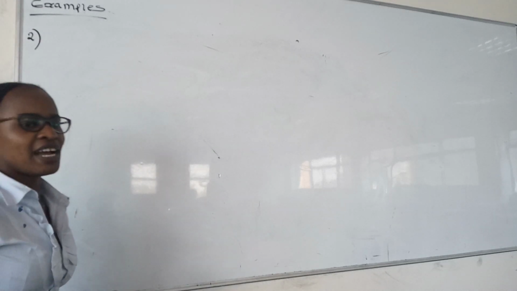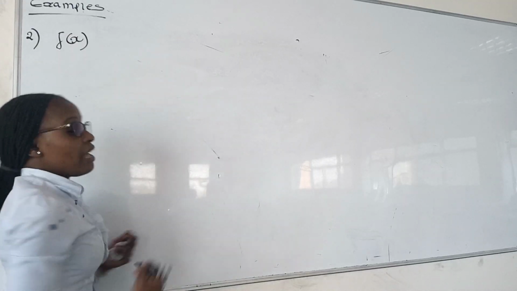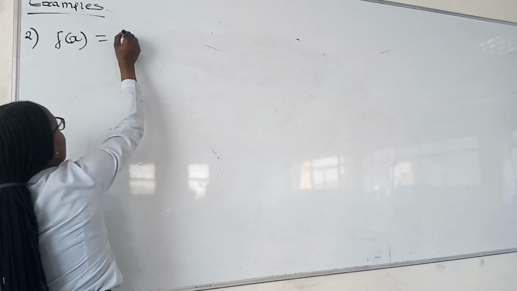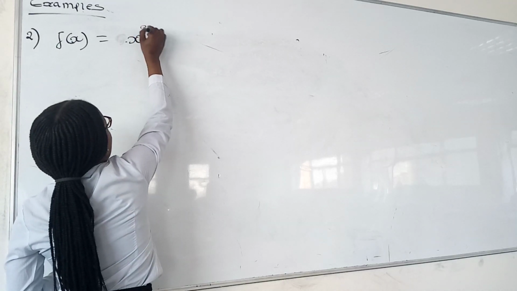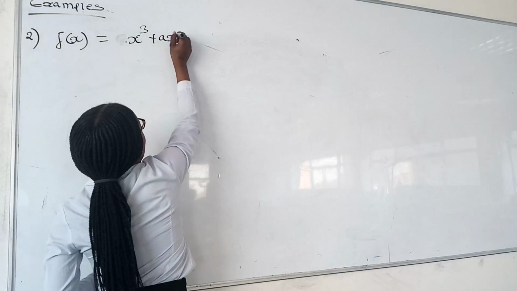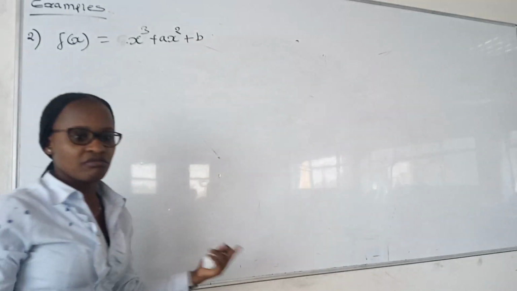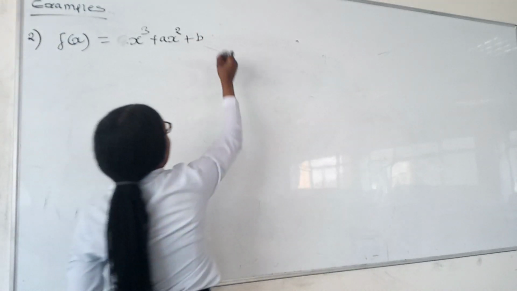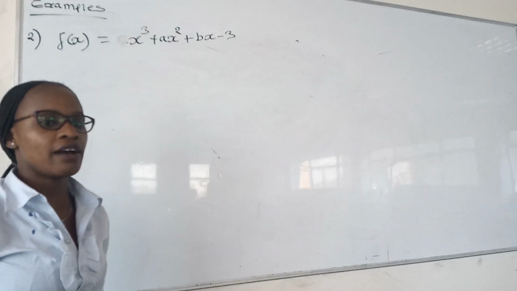So maybe we're saying that this is example 2, right? If we are told that a polynomial f of x is equal to x to the power 3 plus ax squared plus bx minus 3, that is what we have.